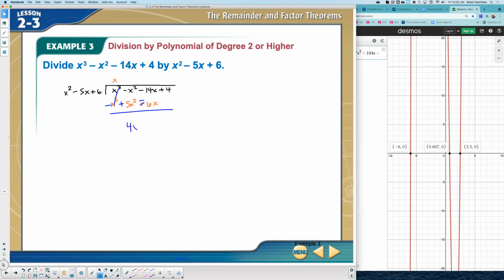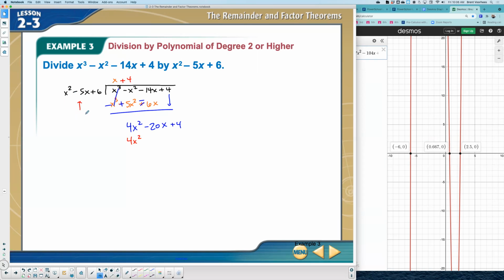4x squared. Good. We'll have 4x squared. A negative 14x and a negative 6x make a negative 20x. And I drop down my 4. And we are at the stage to get our solution now. What is 4x squared divided by x squared? 4. So I would multiply 4 through. We first get that 4x squared. We know we're going to get that.